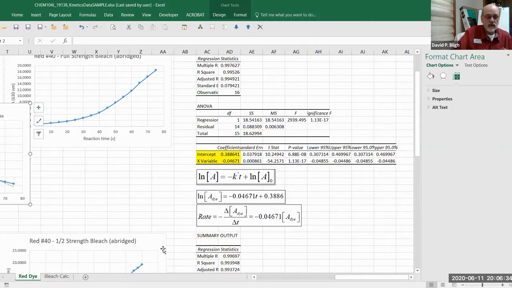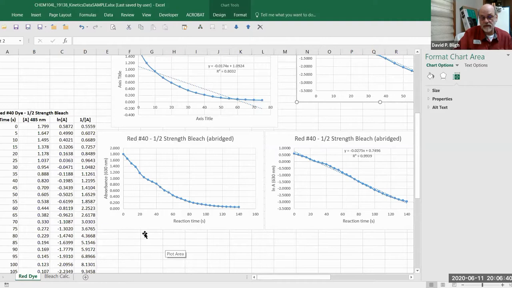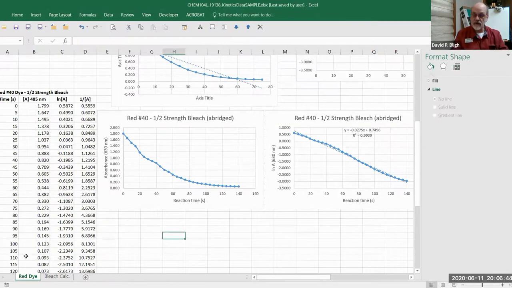Okay, so you've got that value. You do the exact same thing for your half strength data set. Notice the half strength data set is larger because it takes longer at half strength concentration of bleach for the dye to be decolorized. And the same thing happens with the blue dye, only at a different kinetic rate.